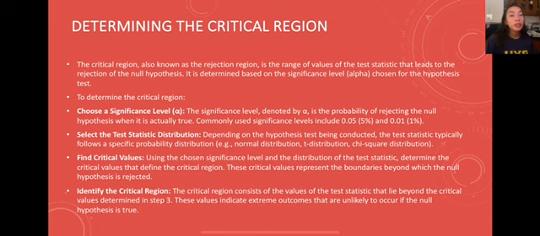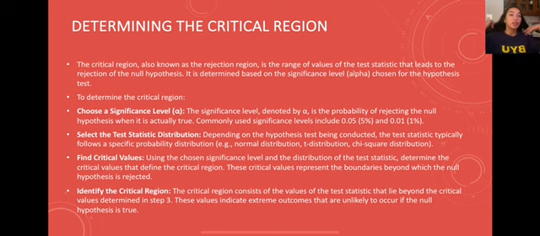To determine the critical region, choose a significance level. The significance level, denoted by alpha, is the probability of rejecting the null hypothesis when it is actually true. Commonly used significance levels include 0.05 or 5%, and 0.01 or 1%.